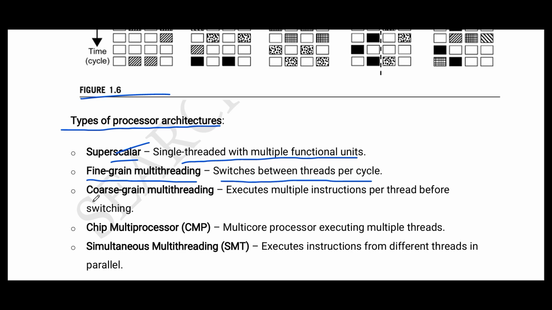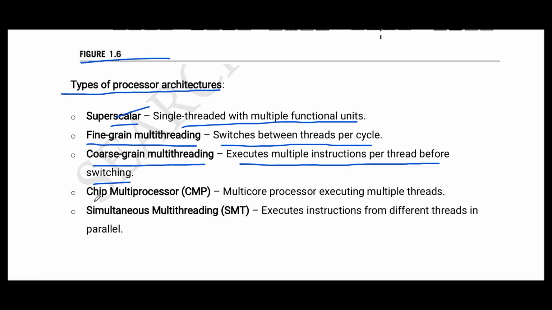Next is coarse grain multi-threading. In this, it executes multiple instructions per thread before switching. Next is chip multiprocessor, which is CMP, a multi-core processor executing multiple threads.